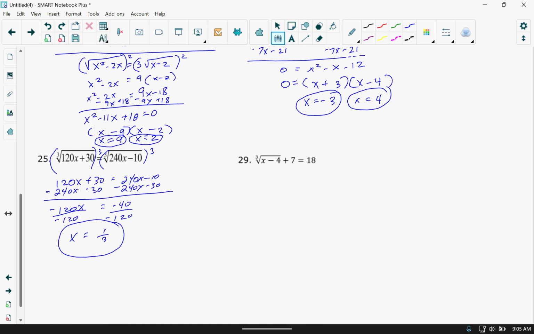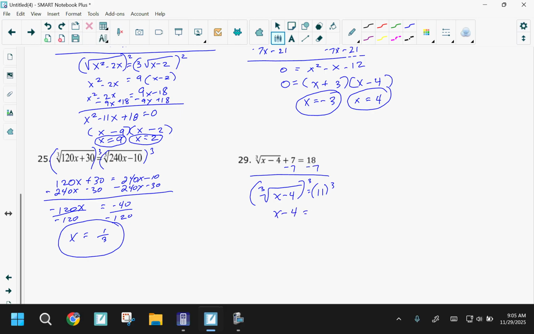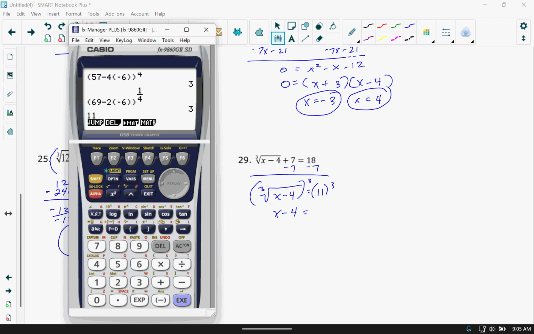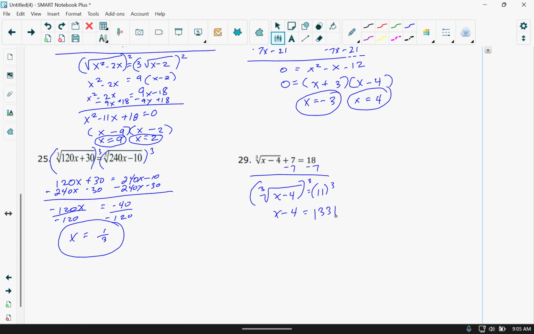Okay, number 29 says the cube root of x minus 4 plus 7 is equal to 18. So I'm just going to subtract 7 from both sides first. So I'll have the cube root of x minus 4 is equal to 11. And then I'm going to raise it to the third power. So I'll have x minus 4 on the left, and then whatever 11 to the third power is on the right. See, 11 to the third power is 1331. Then add 4. So I get x equals 1335.